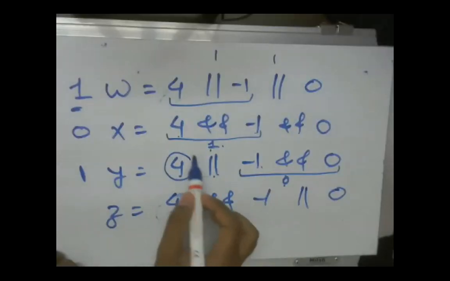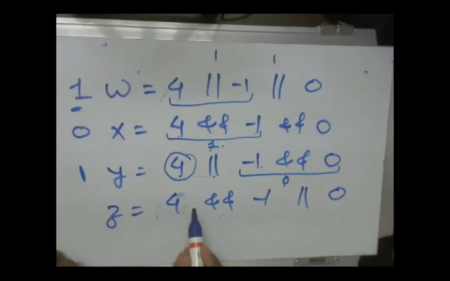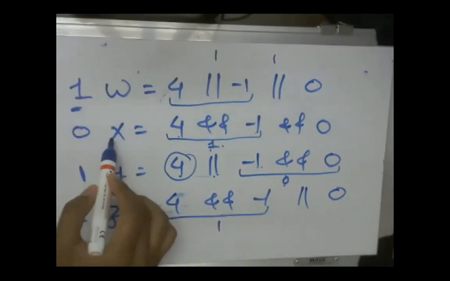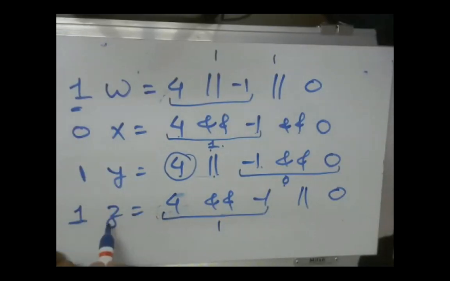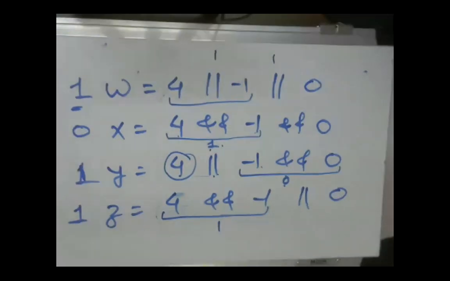For the OR operator, if one of the operands is true, the result is true. So the answer is 1. W is 1, X is 0, Y is 1, and Z is 1. So that's why I told you that the precedence table is very, very important for solving the C aptitude.